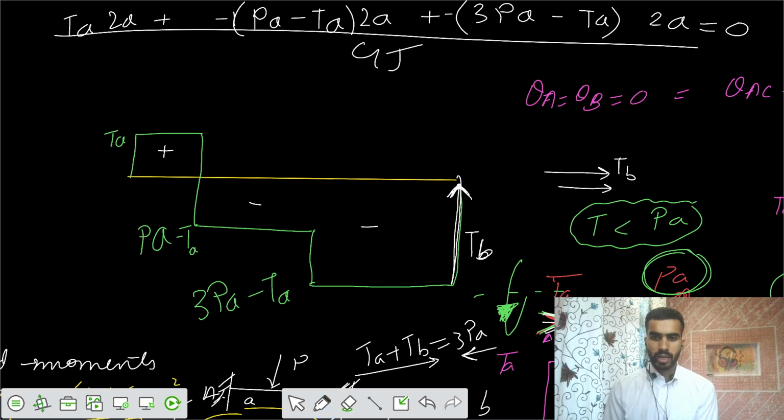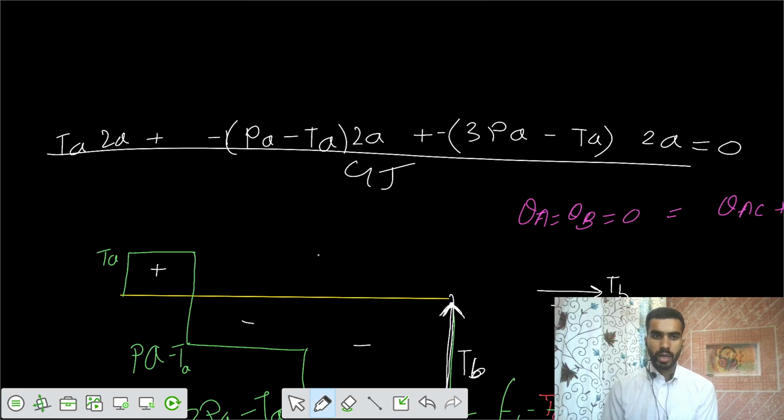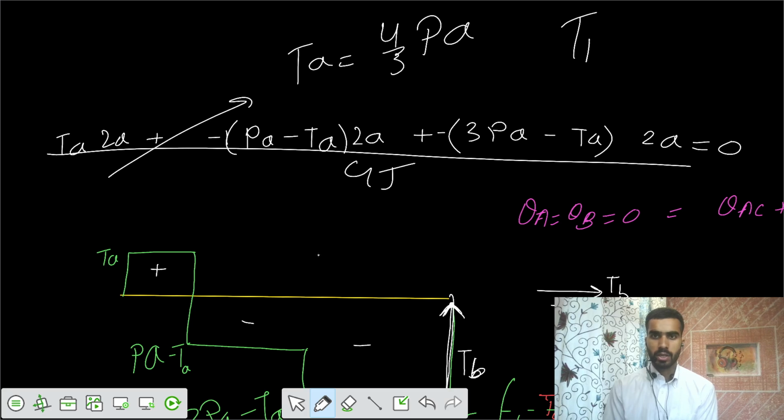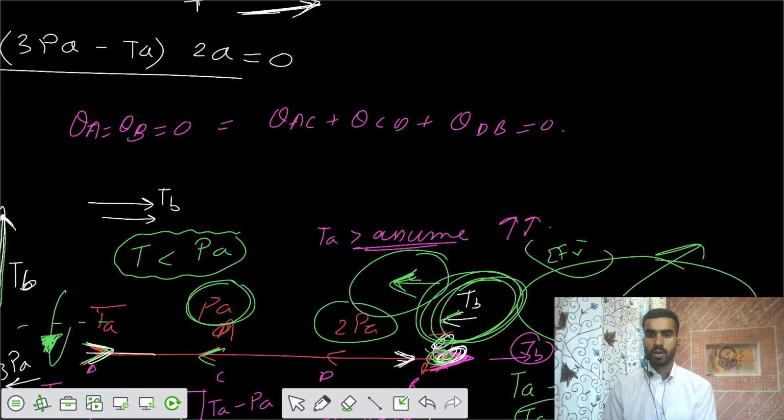So you would get the same value: TA equals 4 by 3 of PA, and for TB you would get TB equals 5 by 3 of P into A. That is positive. That means the direction of TB would be in this direction. So you got this one also.